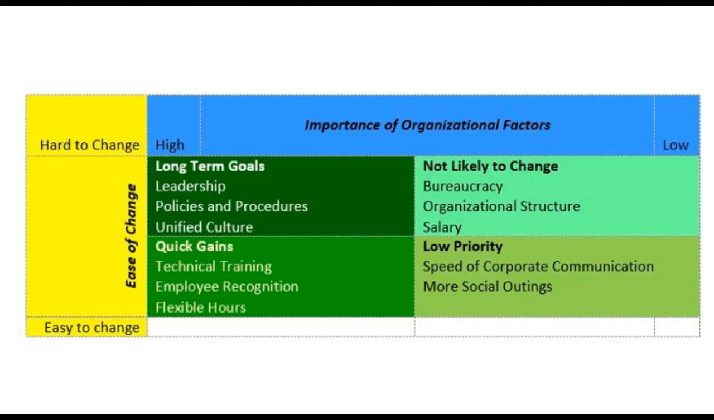This 2x2 gives us some illustration of what's easier to change and what's more difficult to change in terms of organizations. And then the importance of those factors. So what's likely to change? What's a low priority for change? What are some things that you can very quickly change? And what are some long-term goals of the organization relative to the problem at hand?